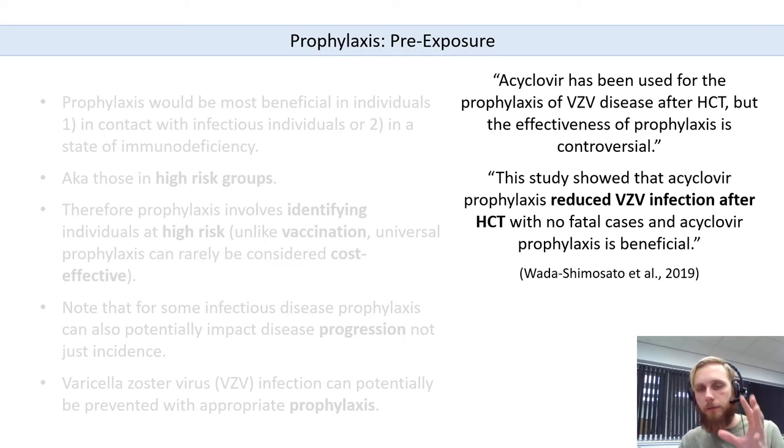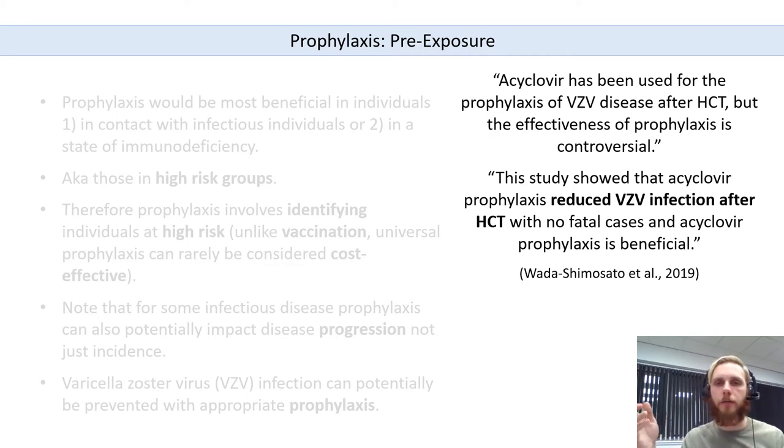Now, this study on the right of the screen is discussing the use of acyclovir as a prophylaxis to prevent varicella zoster virus infection in individuals who've had HCT, so hematopoietic stem cell transplant. A key element of prophylaxis is determining who to administer the prophylaxis to, right?